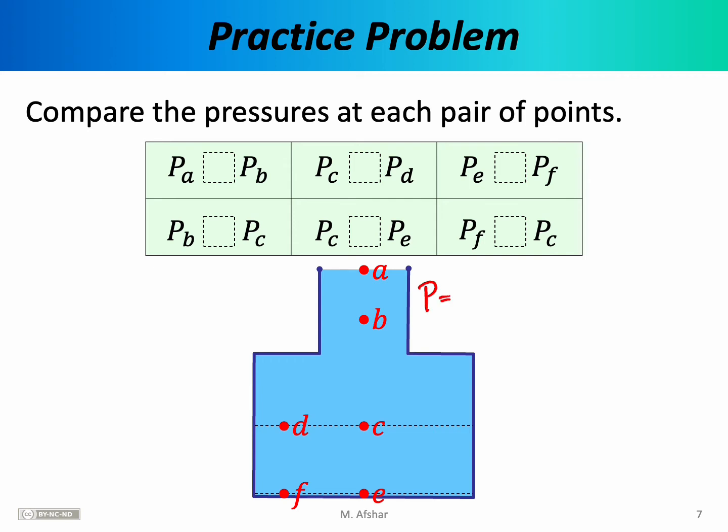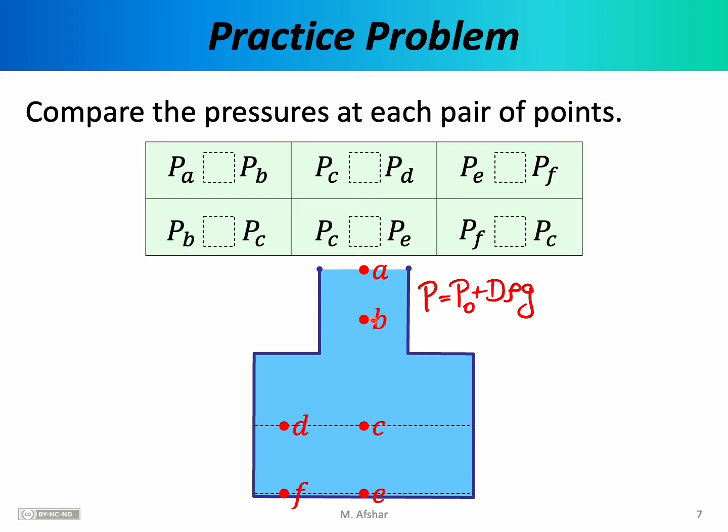Recall that according to our pressure formula, the pressure is equal to the surface pressure, so whatever the ambient or atmospheric pressure is at the surface, plus depth times the density of the fluid times gravitational acceleration. Let's begin by comparing the pressure at points A and B. We can say that the depth at point A is 0, so the pressure at point A is simply equal to the surface pressure, usually taken to be 1 atm.